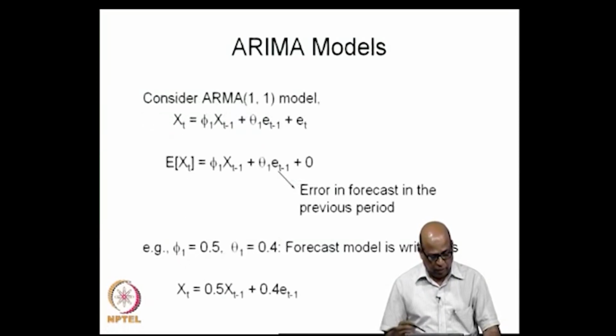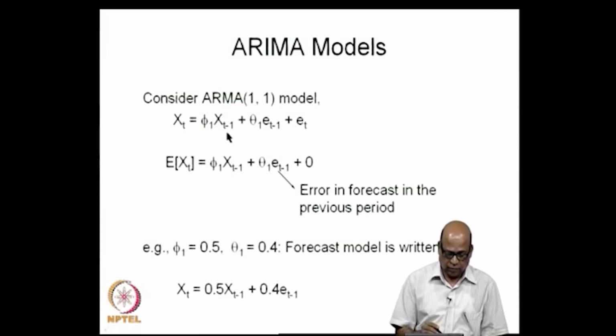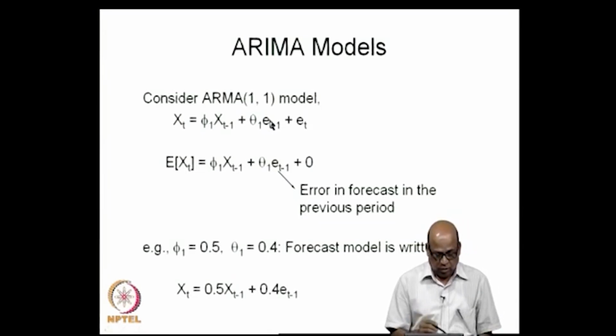Now, if we want to do the same thing for the ARMA 1 model, x t is equal to phi 1 x t minus 1 plus theta 1 E t minus 1 plus E t. Remember, this E t minus 1 is coming from the model application for the time period t minus 1, which is a known value now. E t minus 1 is a known value, which was responsible for generating the previous value. So, expected value of x t is equal to phi 1 x t minus 1 plus theta 1 E t minus 1 plus 0. This sequence has a 0 mean, therefore, I write it as 0.